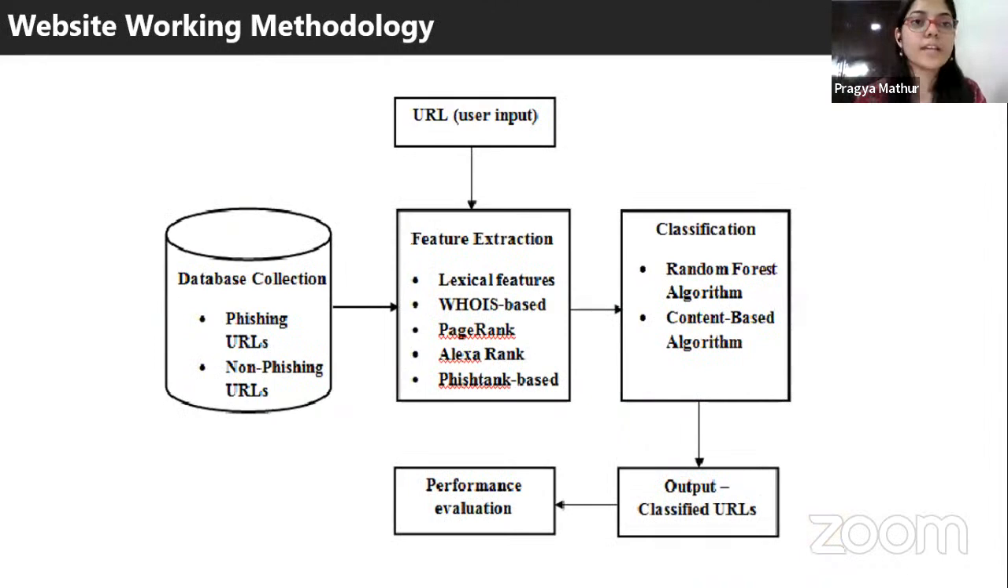Moving forward, website working methodology. First of all, whenever the user comes and puts in any input, it goes through feature extraction. We have already selected 27 features, including lexical features, Whois-based, page rank, Alexa rank, phish-based, etc. It will reconfirm with the database collection, that is phishing URLs and non-phishing URLs. After that, it goes through classification, that is, what kind of ML model we are going to use. It could be the random forest algorithm. After that, it gives us the output of classified URLs, and based on that, we get the performance evaluation. Like, is it safe or is it malicious? We'll get to know about that.